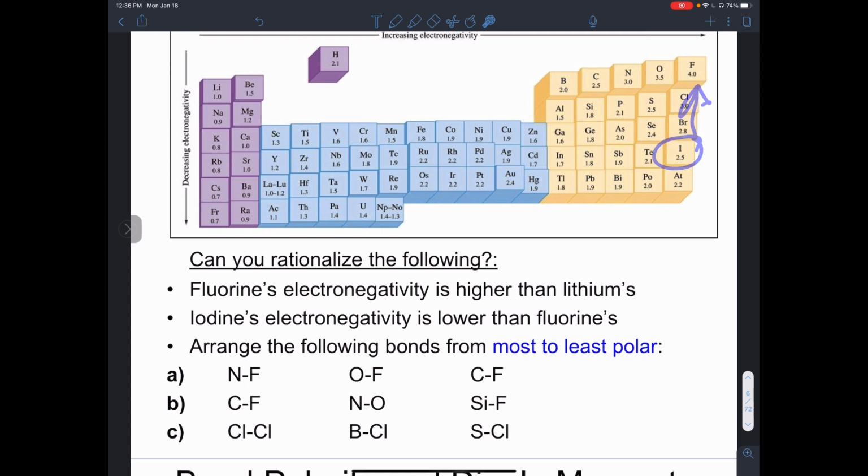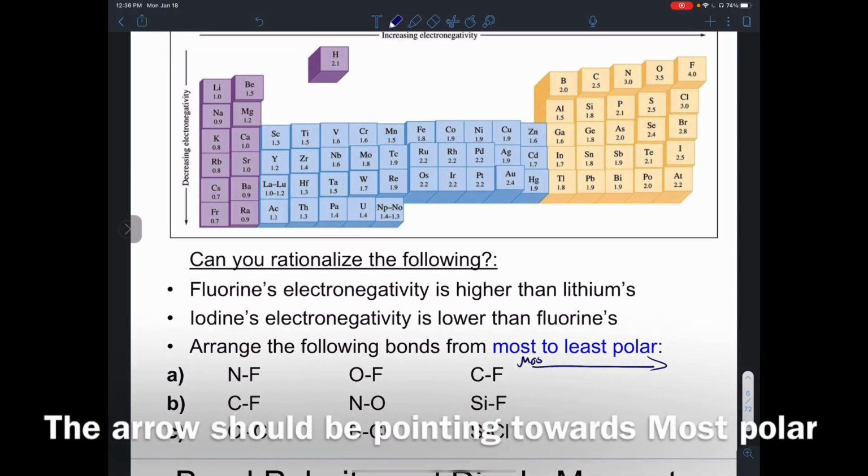Arrange the following bonds from most to least polar. So just put a little arrow here, most to least polar. So which one of these bonds will be the most polar? We're looking for the greatest difference in electronegativity. Carbon is 2.5, fluorine is 4. Oxygen is 3.5, fluorine is 4. Nitrogen is 3, fluorine is 4. So the electronegativity difference here is 1.